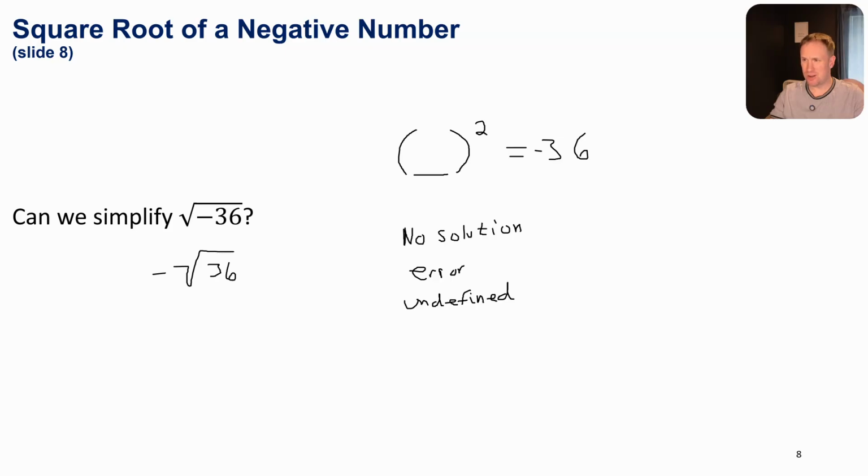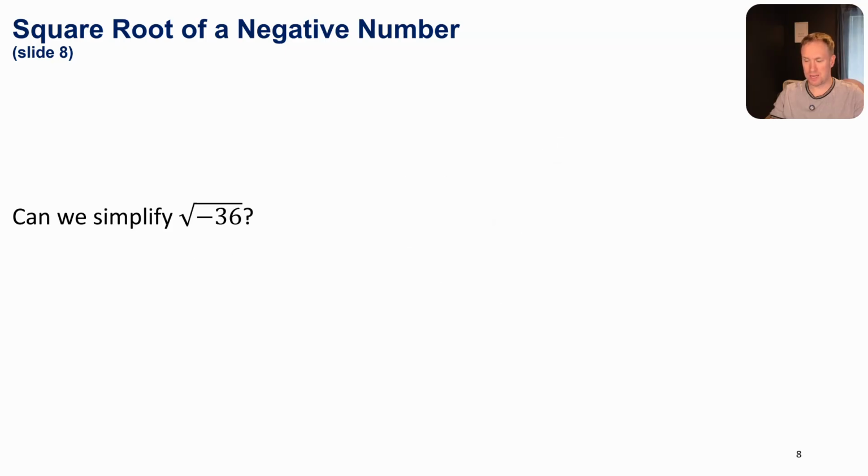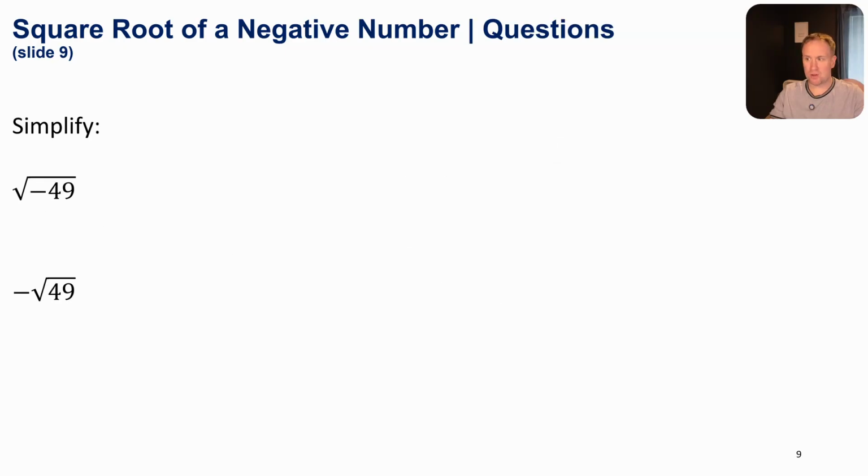Okay, so let's test our understanding here. Make sure we're understanding this correctly. So I would like you to go ahead and simplify the following. Can you simplify square root of negative 49? And can you simplify negative square root of 49? Well, in this case, we have a negative symbol under our radical sign. So this is a no solution type problem. There is no number that can be multiplied by itself to get to negative 49.